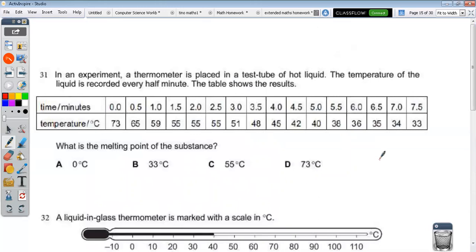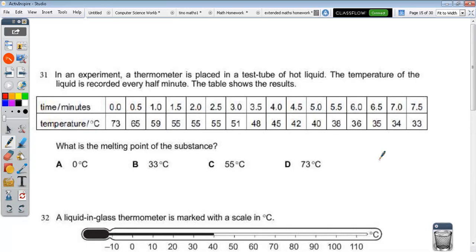Yes, sir. Sorry, sir. In an experiment, a thermometer is placed in a test tube of hot liquid. The temperature of the liquid is recorded every half minute. The table shows you the results. What is the melting point?